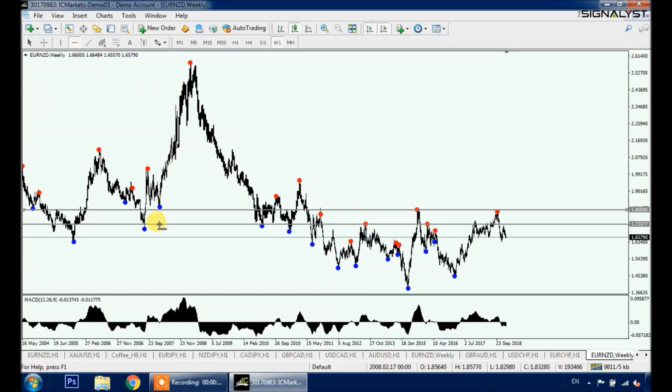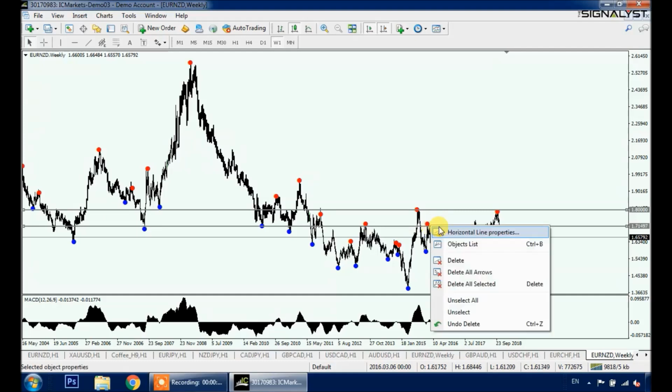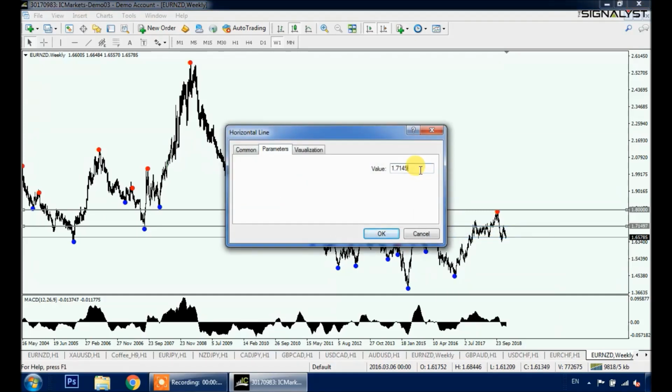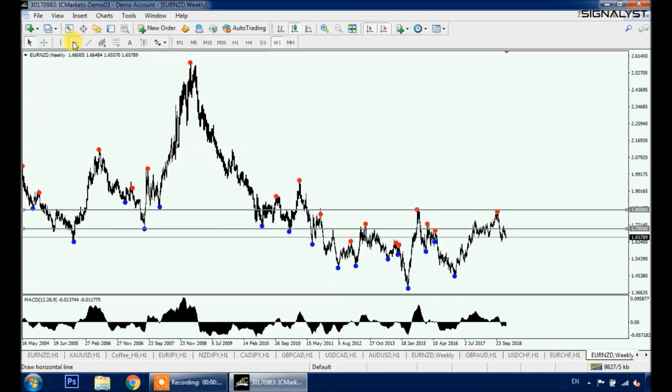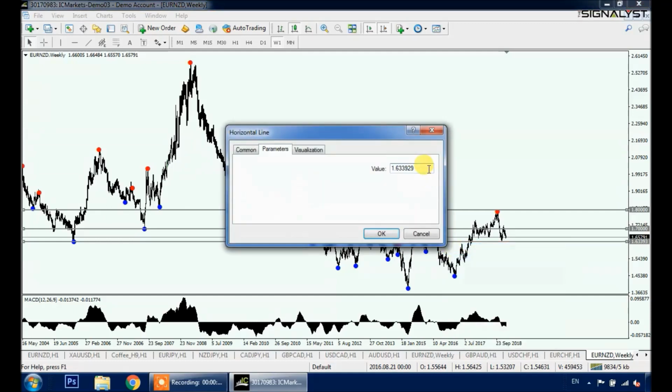Let's continue. Here we can connect 1, 2, 3, 4, 5. Very good one as well. Let's make it a 1.7 and continue. Here we can connect 1, 2, 3, 4, and 5. Let's make it a round number, 1.65.